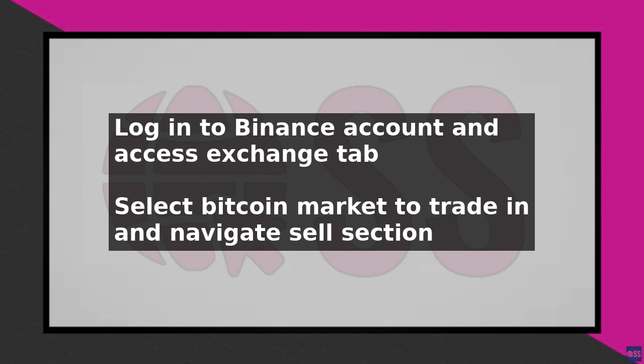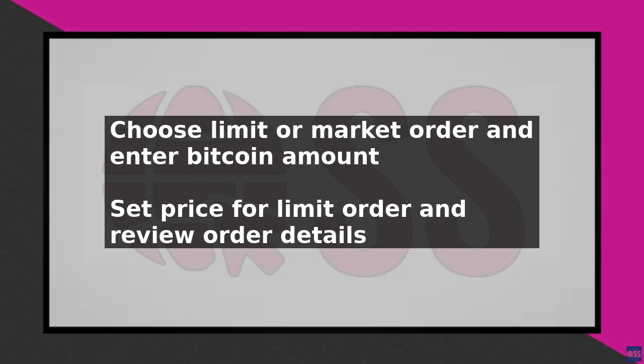Next, navigate to the Sell section and choose the type of order you want to place. Either a limit order or a market order. A limit order allows you to set the price at which you want to sell your Bitcoin, while a market order will sell your Bitcoin at the current market price. After selecting the type of order, enter the amount of Bitcoin you want to sell and the price at which you want to sell it.